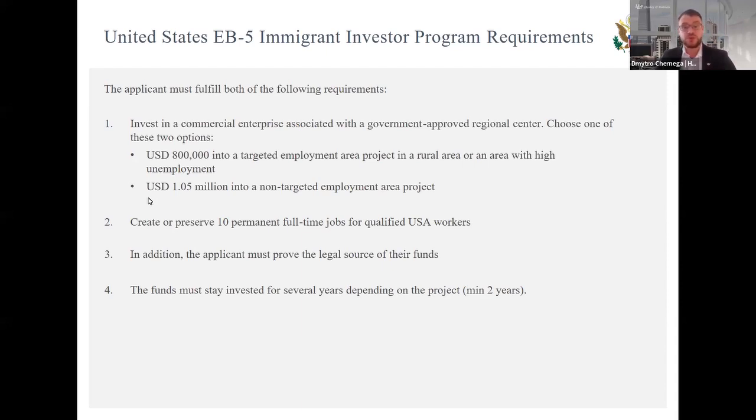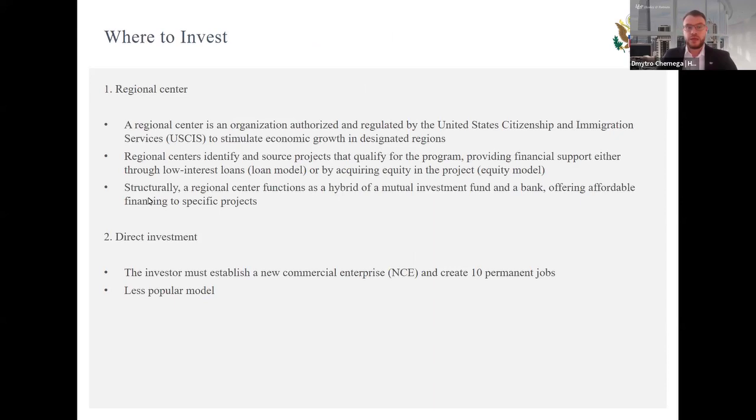The funds should also stay in the particular project for at least 2 years, but it is usually something in between 3 to 6 years. It really depends on the very specific project that's currently out there. So the regular question is where to invest. Let me tell you a few words about the details on the investment requirements and where the money actually goes.